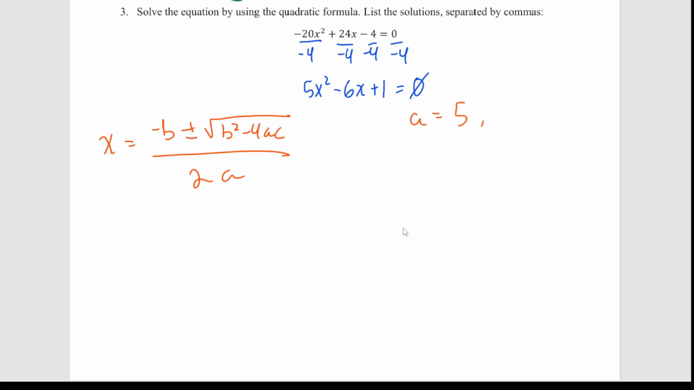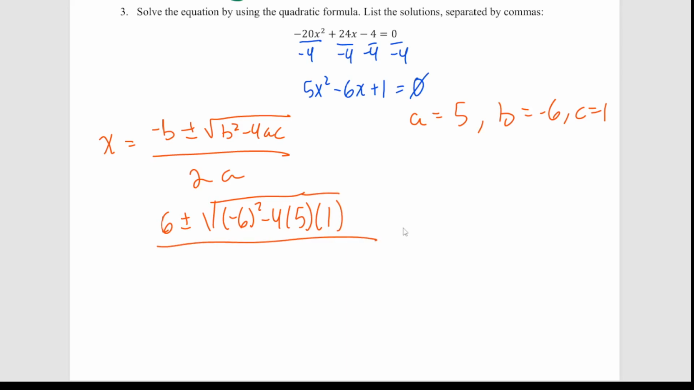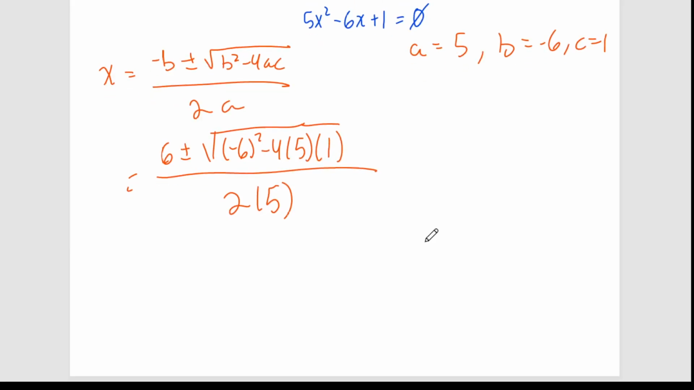So a is 5, b is -6, c is 1. So opposite of b would become +6. In these cases, b has been consistently negative, but had b been positive, I would have written a -6. Square root of b squared minus 4ac all over 2a. And then we want to keep on going. So we want to tackle what's underneath the root first.